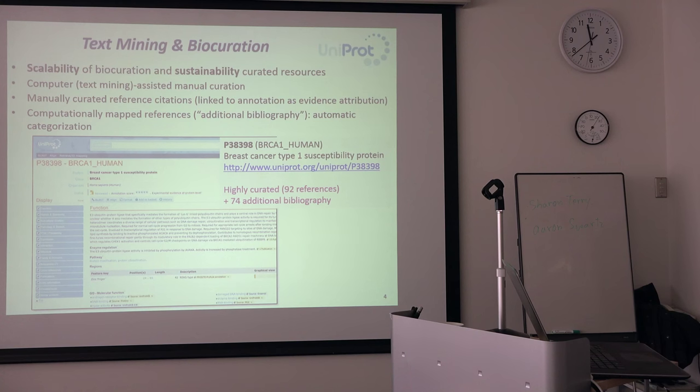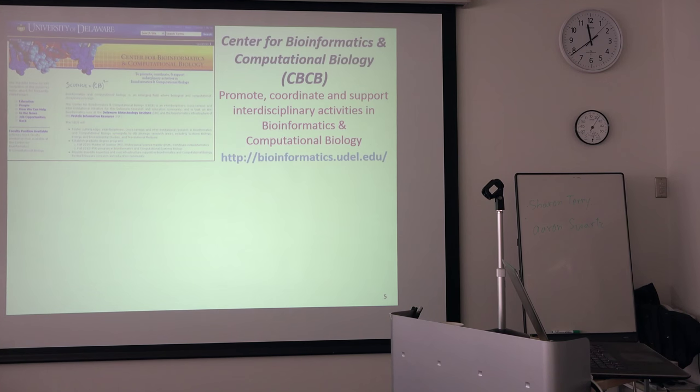This is BRCA1 human as an example. It's highly curated, so there are 92 references already cited in there, but there are also a number of additional bibliography entries that could be computationally mapped. We are in the process of providing automatic categorization, so we can introduce more and more literature about specific genes and provide a functional category of those scientific publications. In a way, that would be a very nice means for people to connect genes and proteins with the underlying literature.